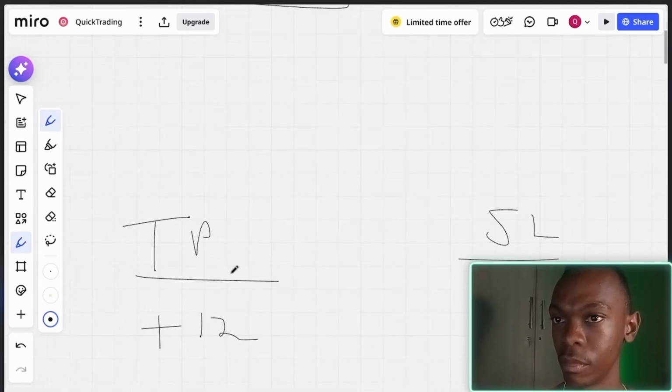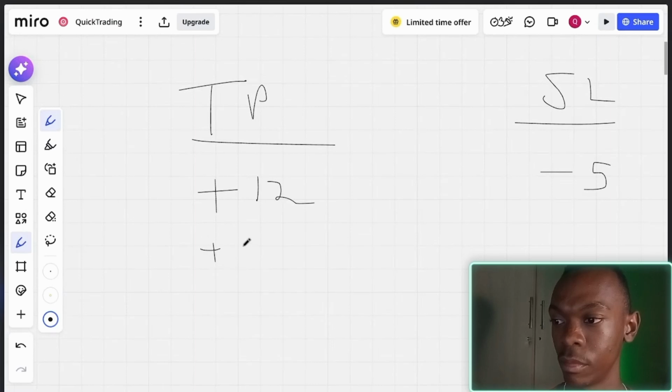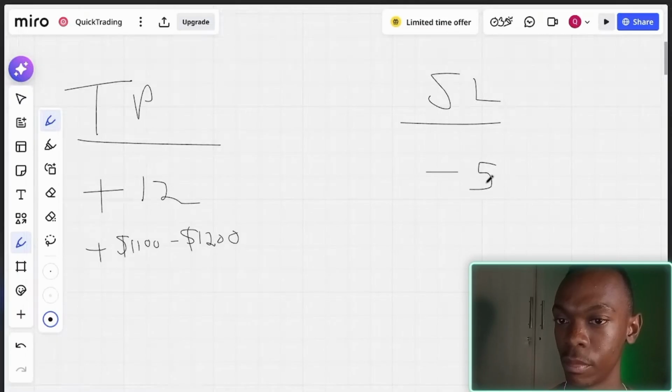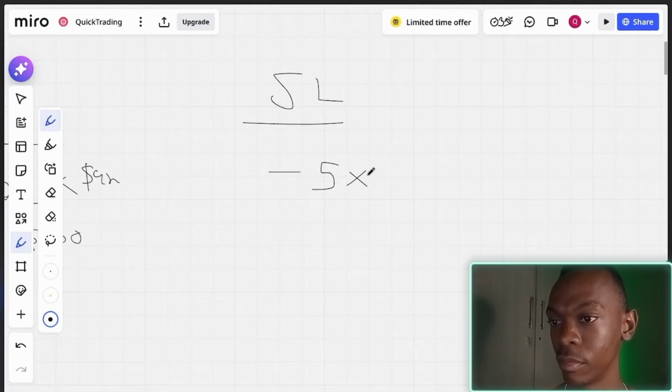So plus $92 times the 12 units over here would be roughly anywhere between $1,100 and $1,200 actually. And then our stop loss would be minus $5 times the actual $100 that we have.